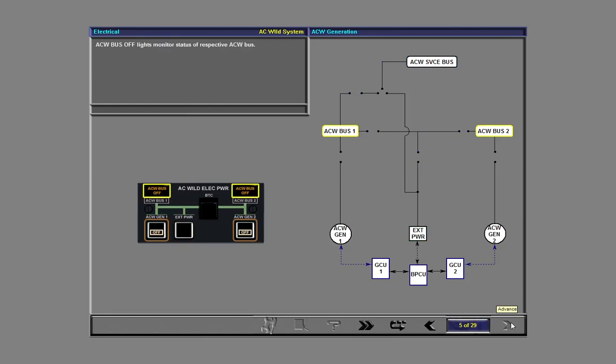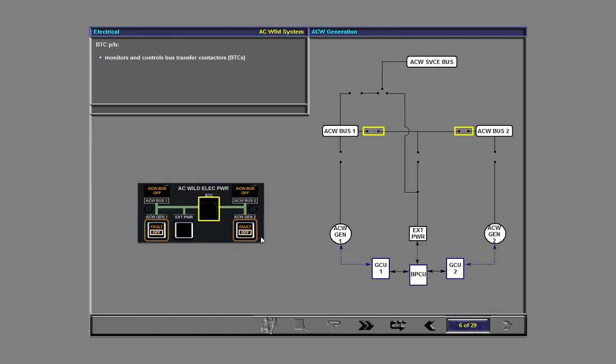The ACW bus off lights monitor the status of their respective ACW bus. The bus transfer contactor (BTC) push button monitors and controls the 2 ACW contactors. The push button displays a flow bar indicating that the contactors have closed automatically during single-engine or external power operation. When the push button is depressed, the isolation light illuminates and the BTCs are opened.